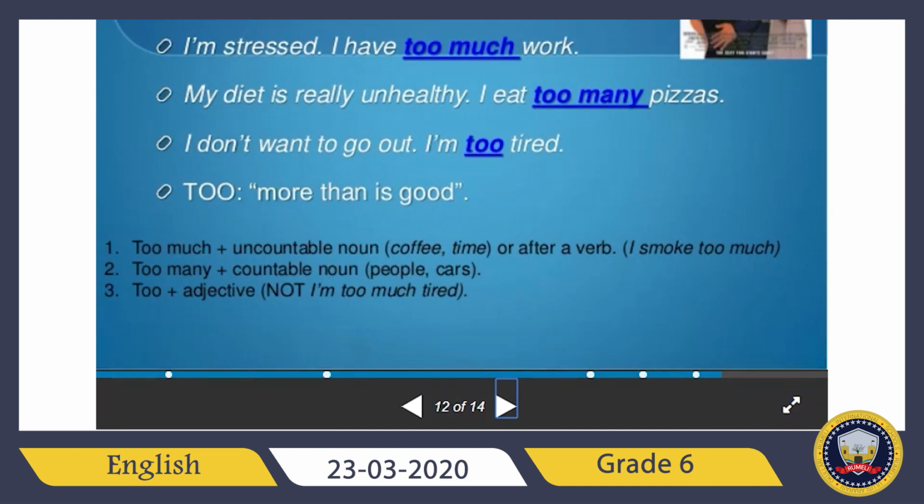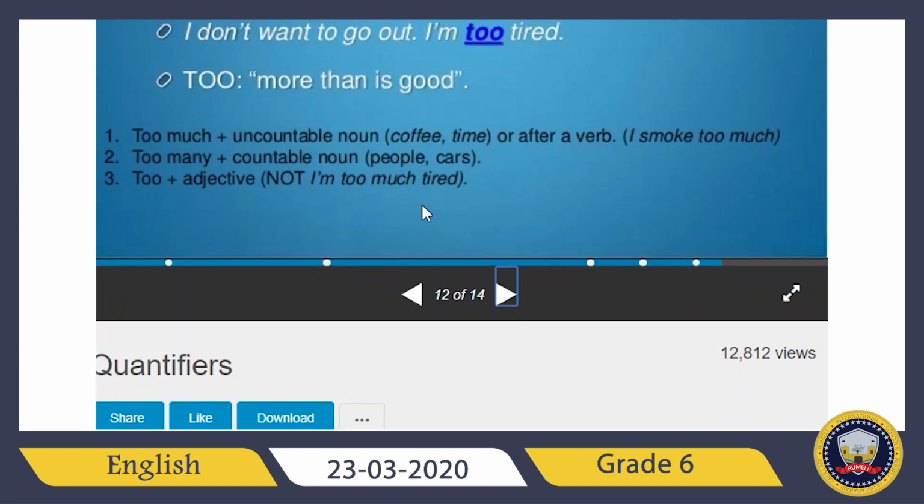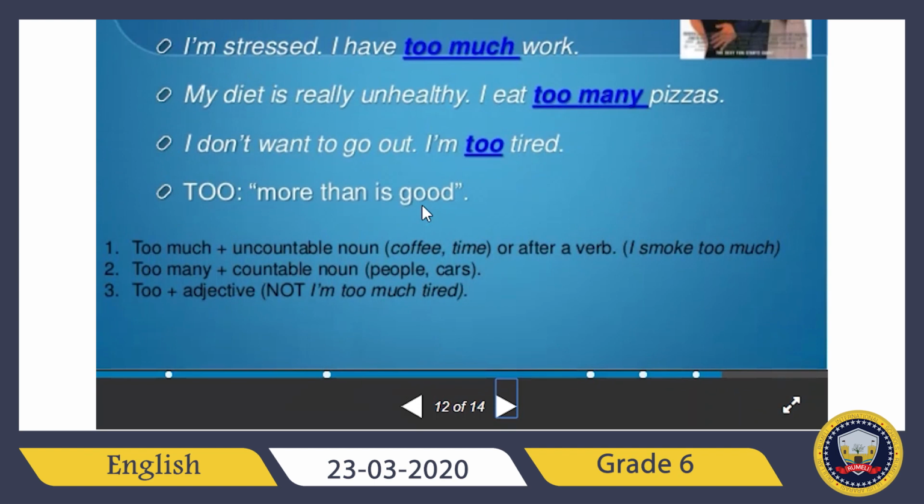Right now, as you can see from here, we have "too much" and "too many." What are the usages of "too much" and "too many"? Actually, "too much" is used before uncountable nouns, and "too many" is used before countable nouns. But when we use "too much" or "too many," actually it means that something is bad. For example, "I'm stressed. I have too much work." It means that the work hours that I work are a lot.